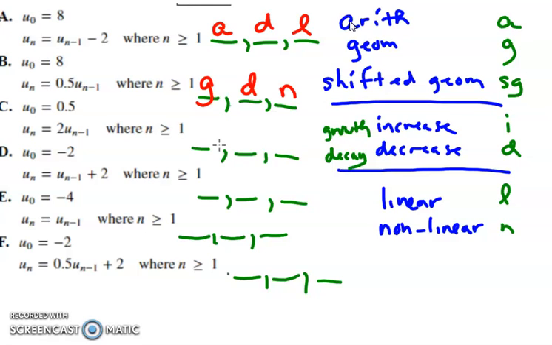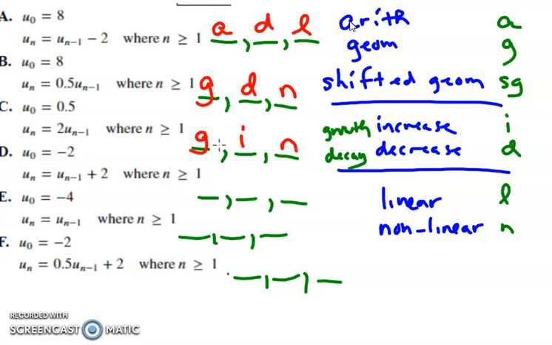Problem C, it is another geometric with multiplying. And I'm taking a half times 2, which is 1, and then I'm going to double 1, which is 2, I double 2, get 4, so it's an increase. And again, it's a geometric, so it's nonlinear. All geometrics are nonlinear, arithmetics are always linear.